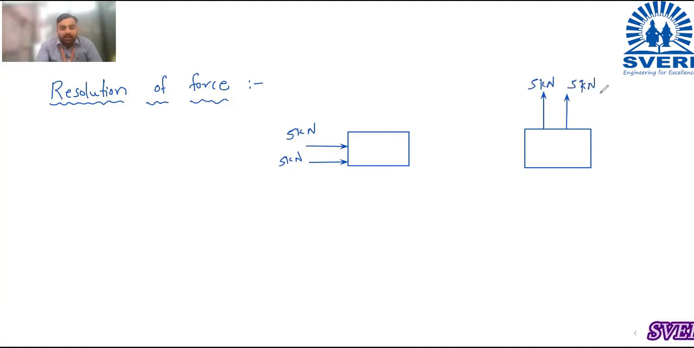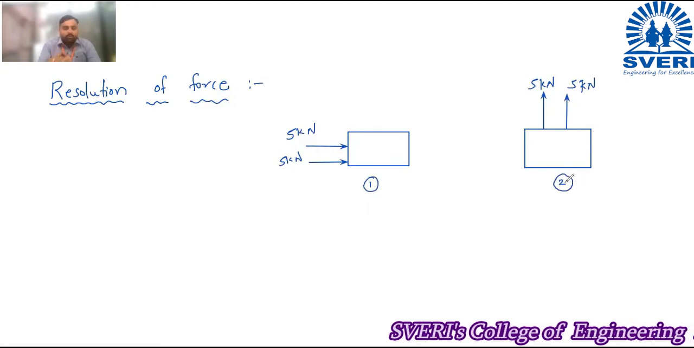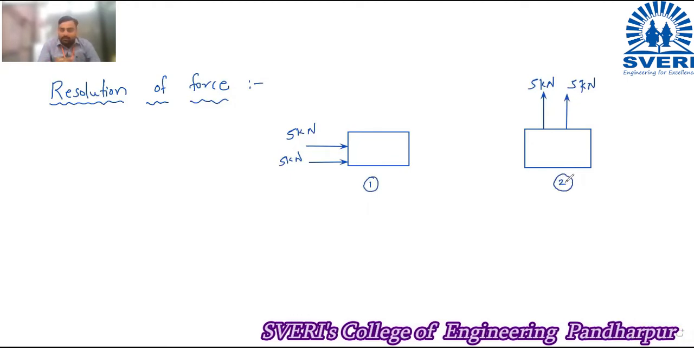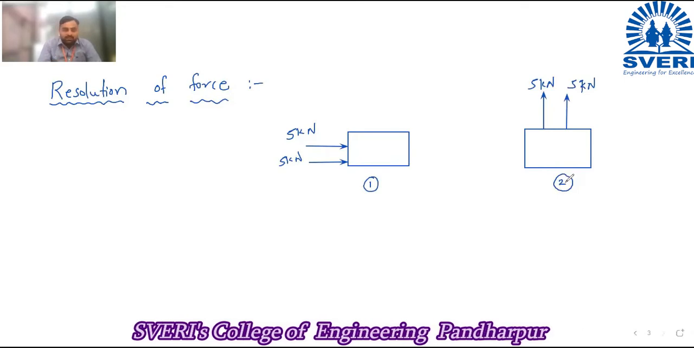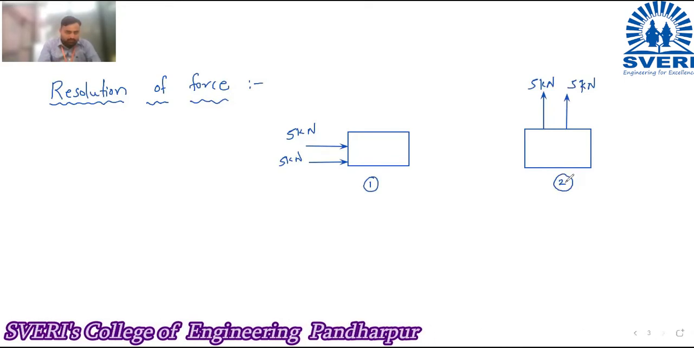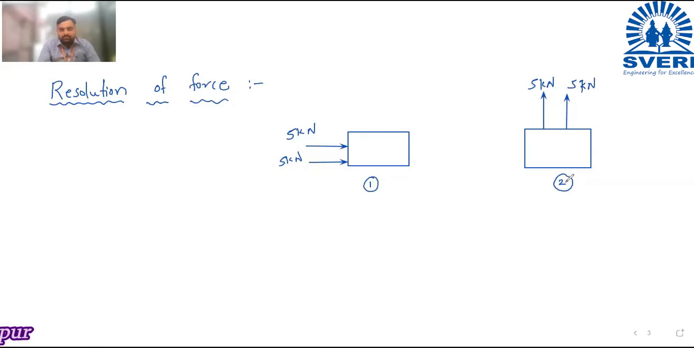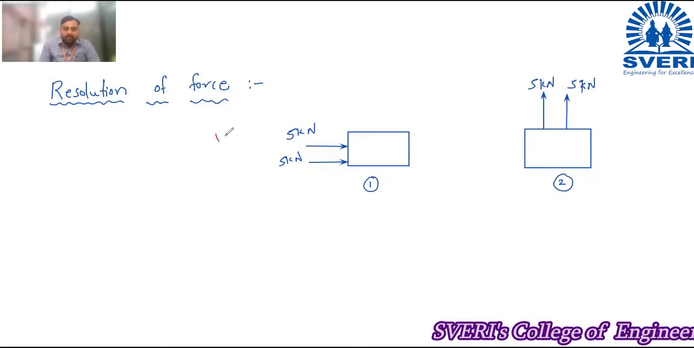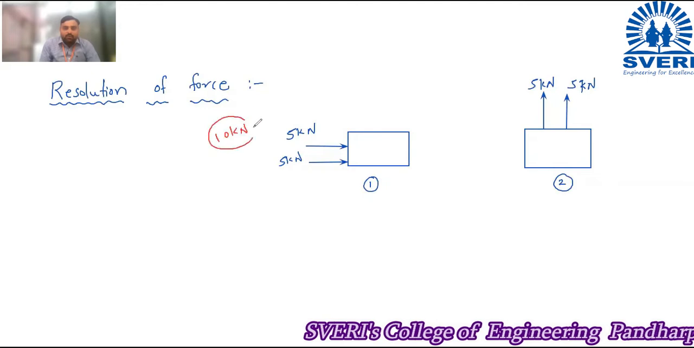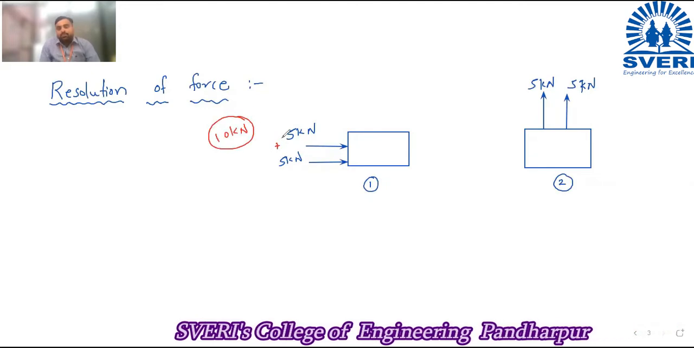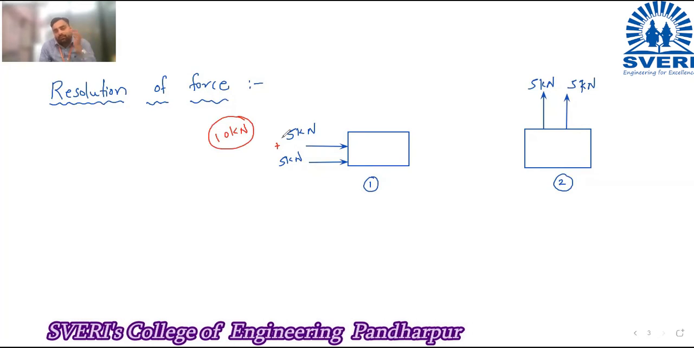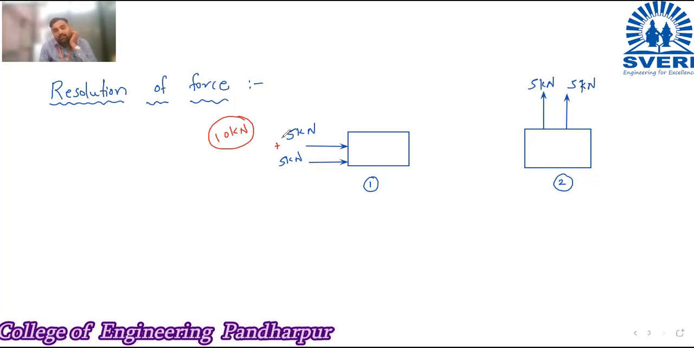Okay. Now if I ask you the question, so this is our diagram number 1, this is our diagram number 2. So refer the diagram number 1 and let me know what is the resultant of this system for first block. What is the resultant? 10 kilonewton. Okay, so your answer is 10 kilonewton is the resultant. How you have found out this resultant? You have added these two, because both are on the same line, both are acting in the same direction.